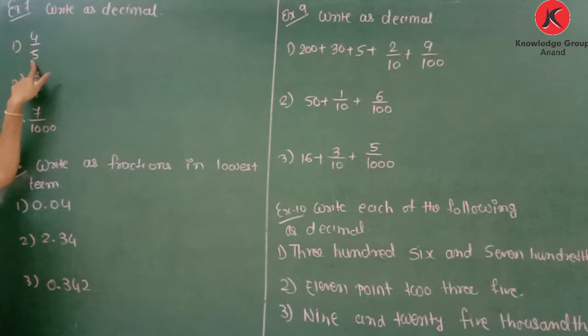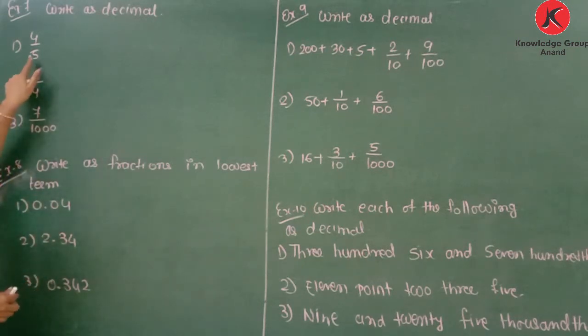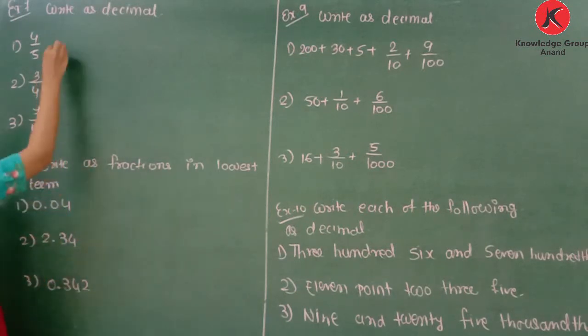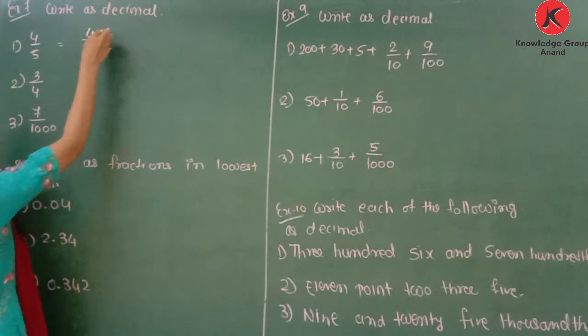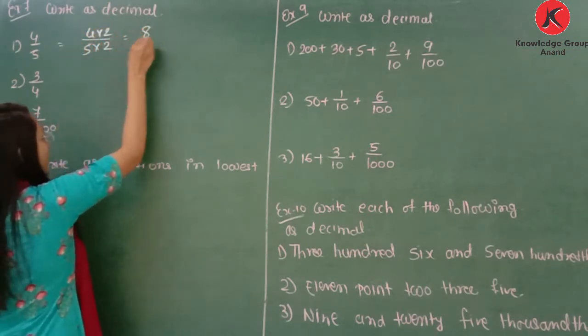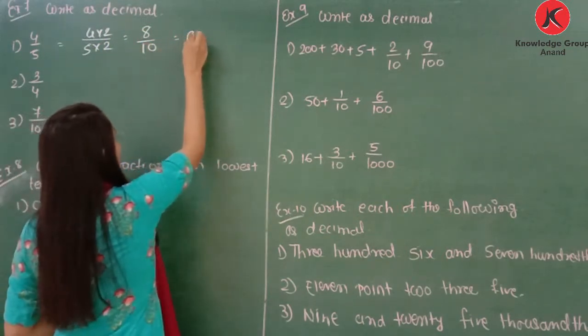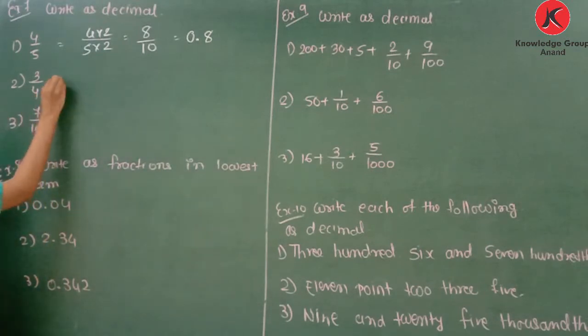The denominator is 5. So 5 can be represented as an equivalent fraction with the denominator 10 by multiplying it with 2. So if we multiply 5 with 2, 4 is also multiplied with 2. So that is 8 by 10. 8 by 10 means it is 0.8. Now the next one, 3 by 4.